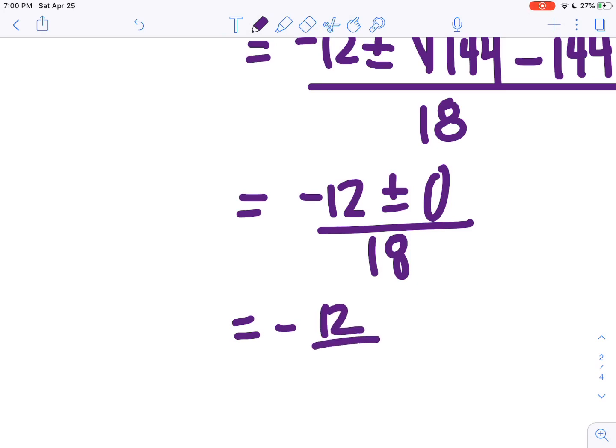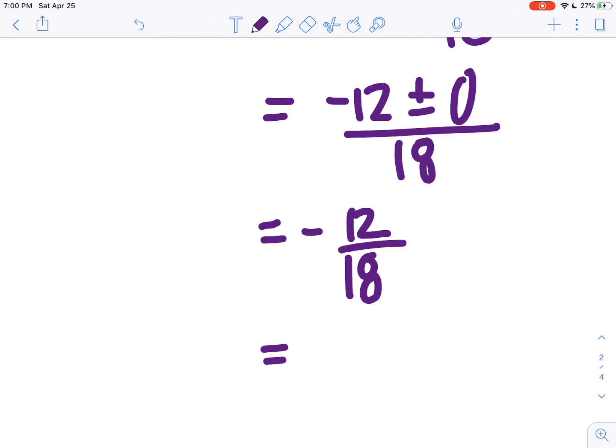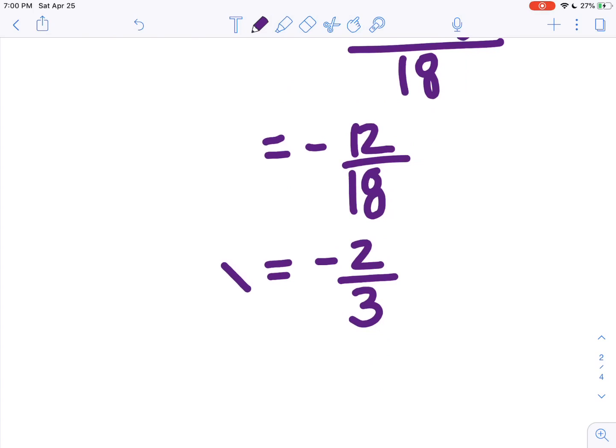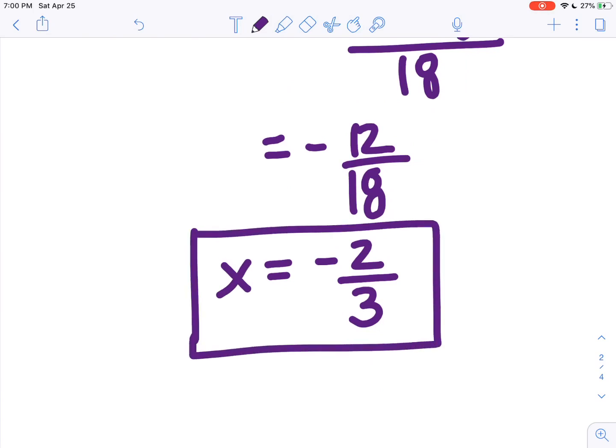So in this case, I just have negative 12 over 18, and I'm going to simplify that to be negative 4, negative 2 over 3. In this case, I only have one answer. No plus or minus, because the plus or minus went away with the 0. I literally have one solution, and it's negative 2 over 3.